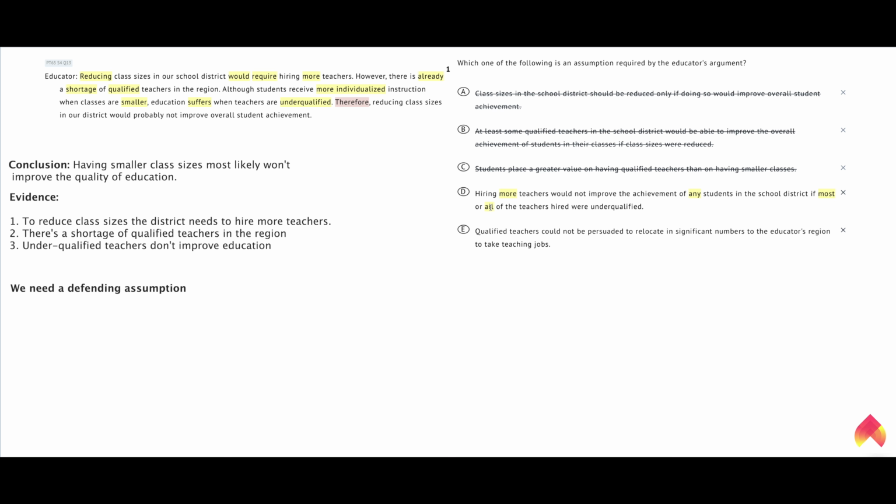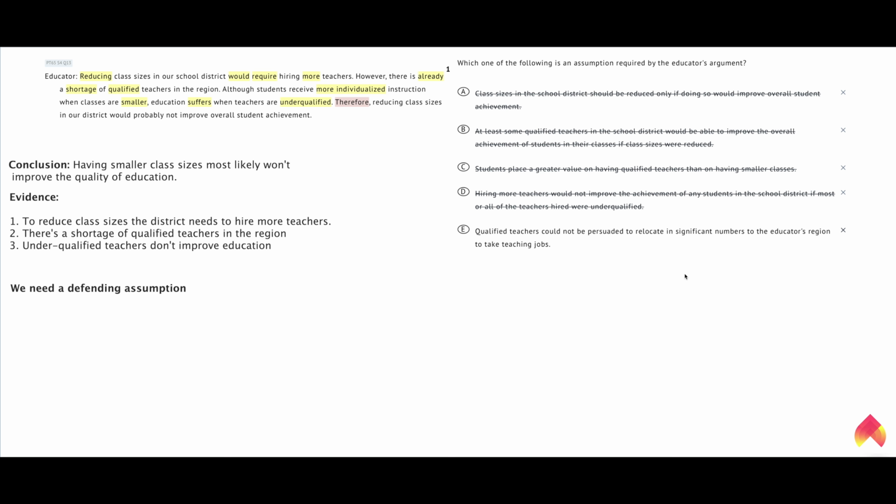That's not necessary. If an underqualified teacher helps just one student, the author's conclusion does not fall apart, because the author's conclusion is about the overall student achievement within the district. One student being helped does not hurt that, and so answer choice D is not necessary.